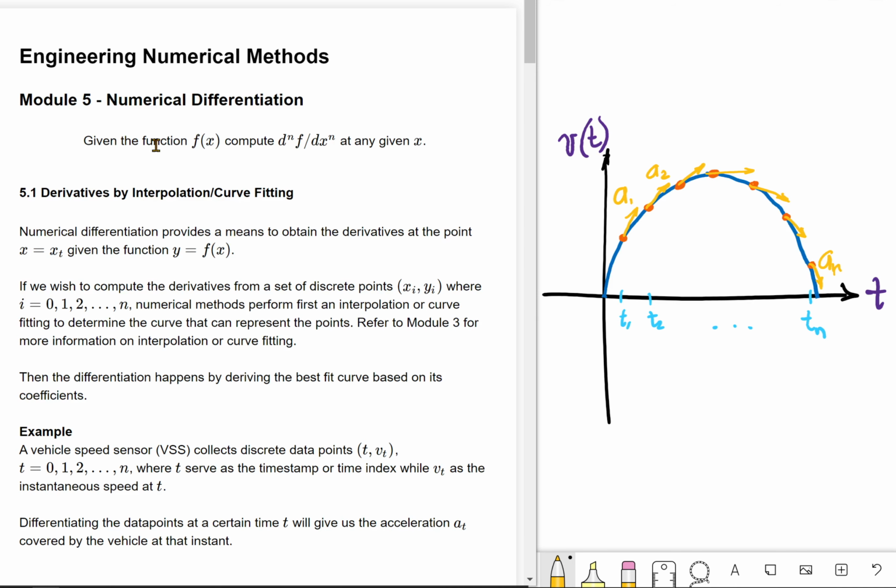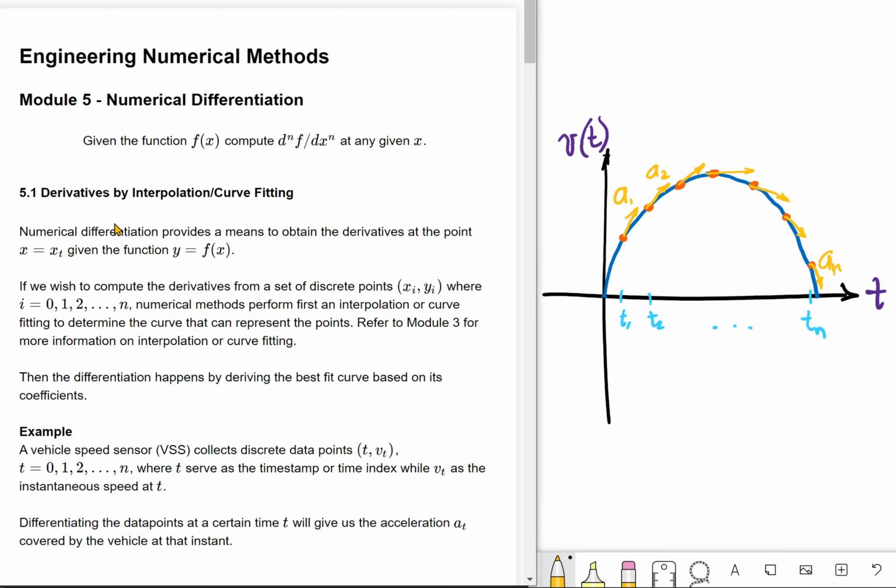Given the function f of x, compute the nth degree or nth order derivative, d to the n of f divided by dx to the n, at any given x. So meaning we're looking at the differentiation of the nth degree of the function.